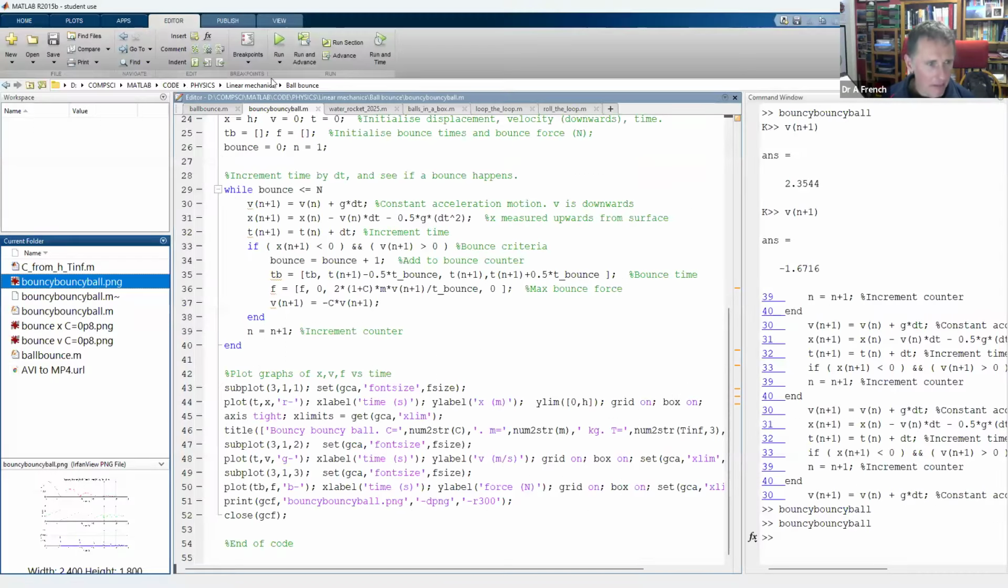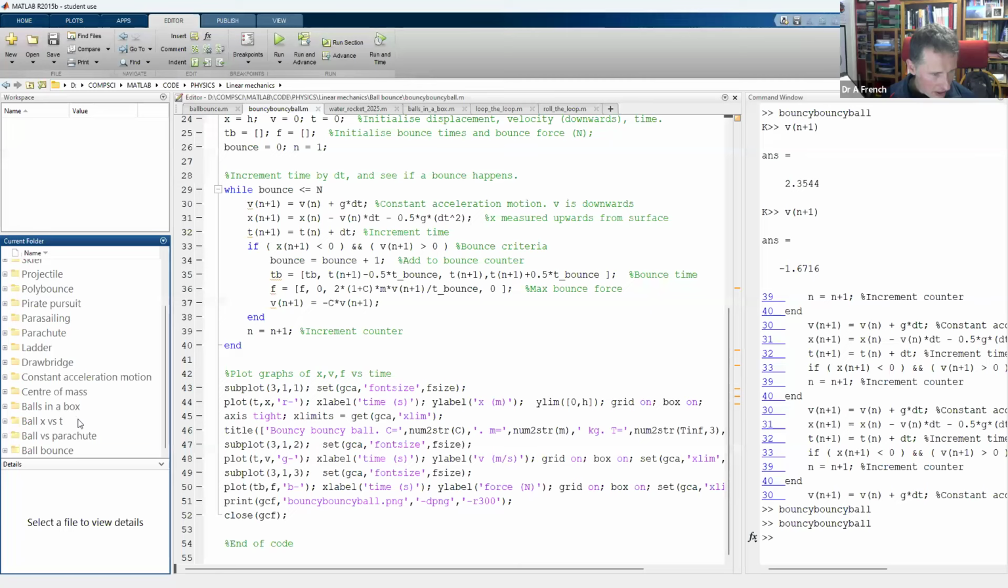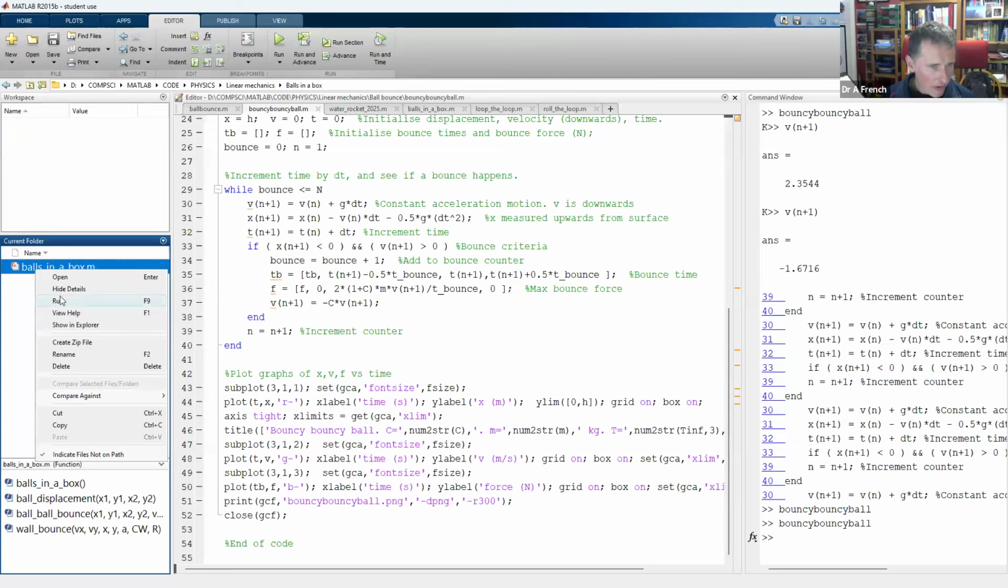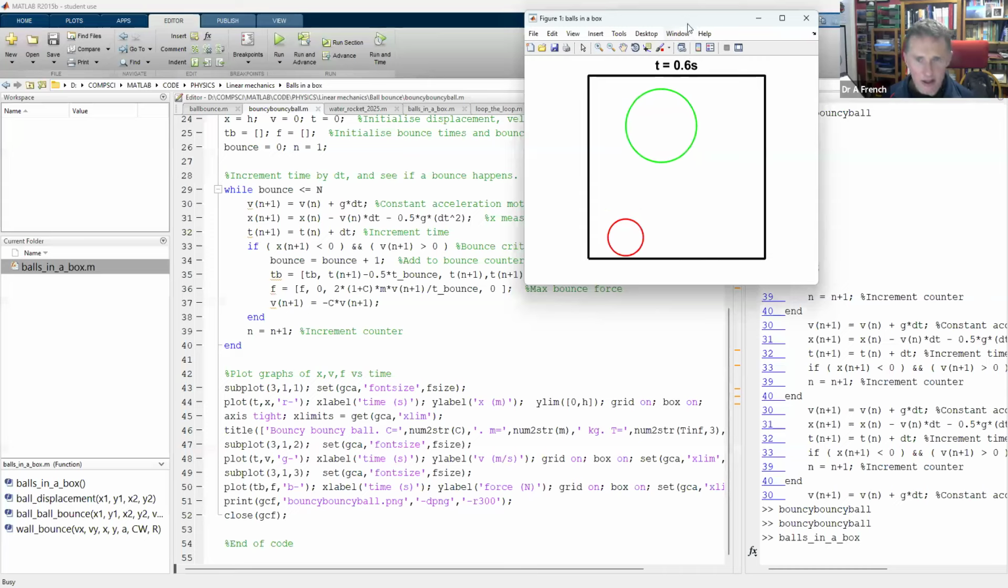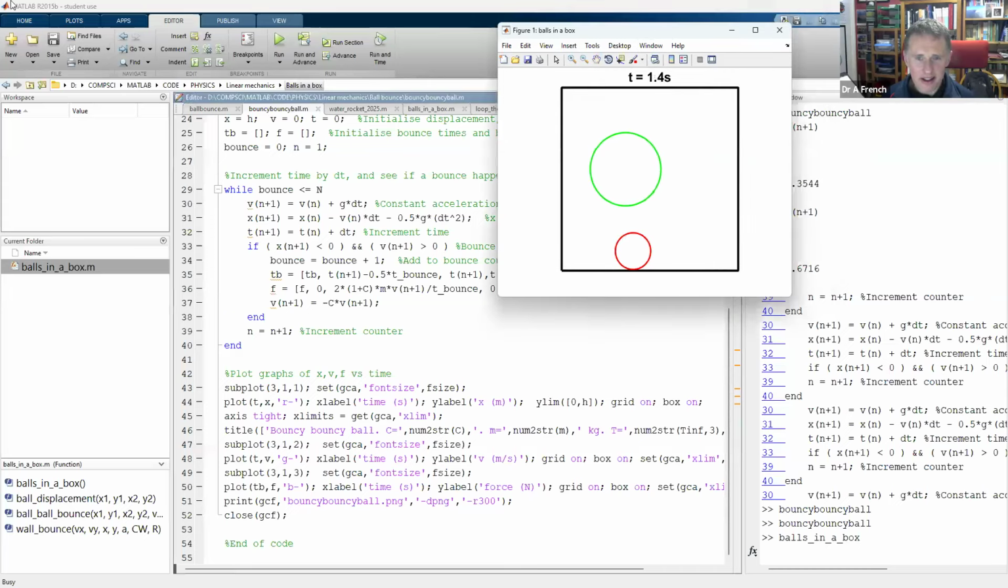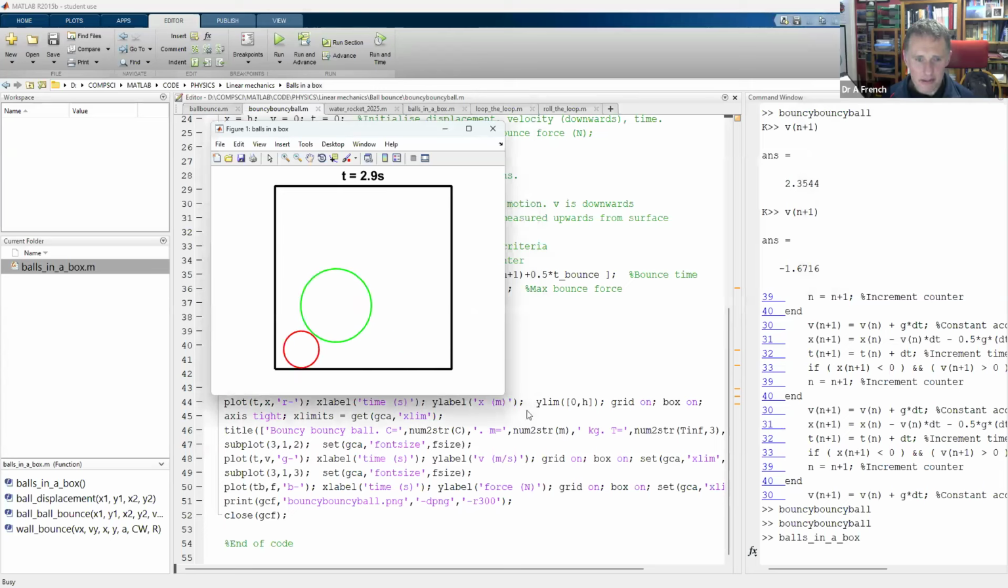So here we go. This is under balls and box. There we go. So if I run this, and there we are. I've kept to 2 balls. Let's make that a bit bigger. This runs for 10 seconds. There we are. I'm going to run. I hope it doesn't want to crash.